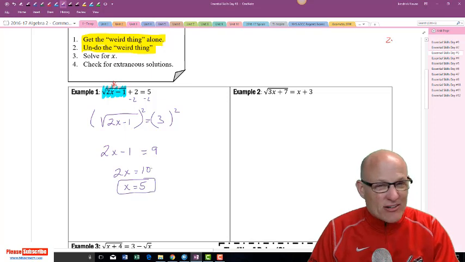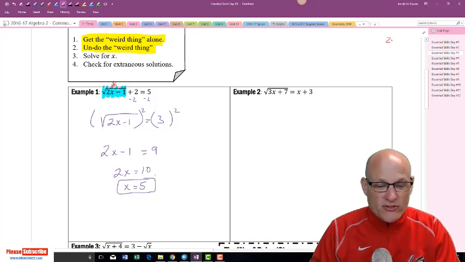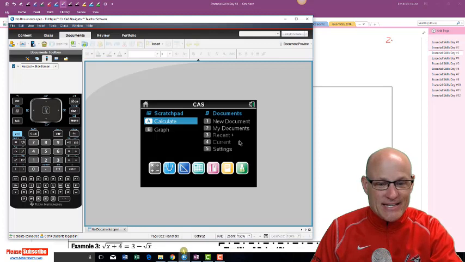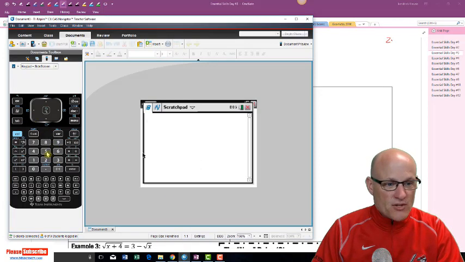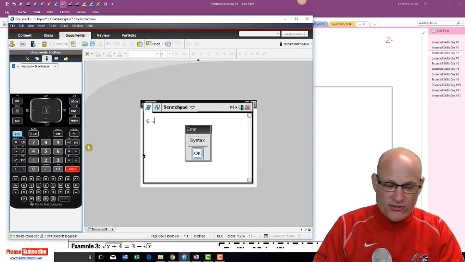Now, that doesn't guarantee 5 is an answer. You still must check it. And the easiest way to check it is to simply type this into your calculator. Store 5 into x. And I cannot stress this enough.